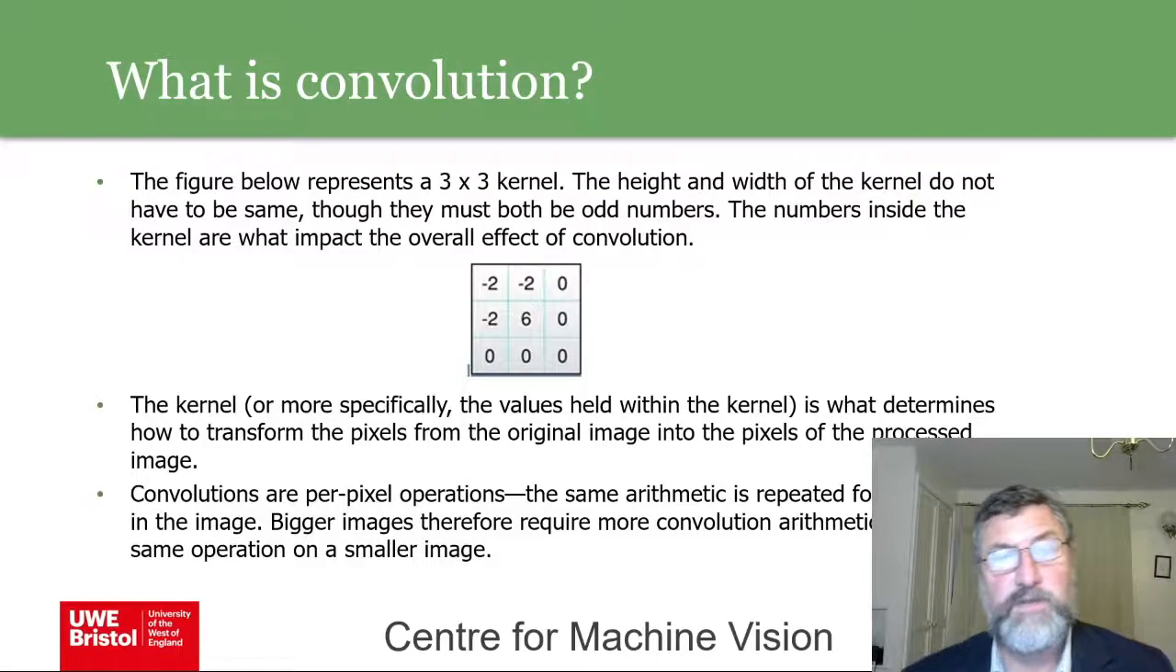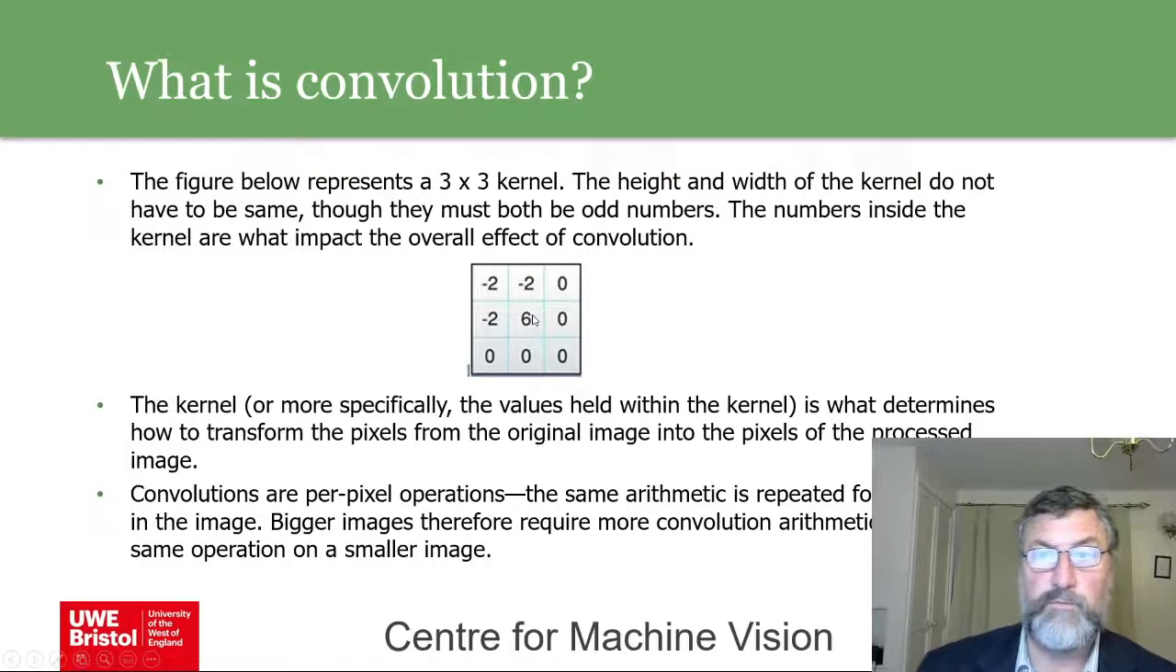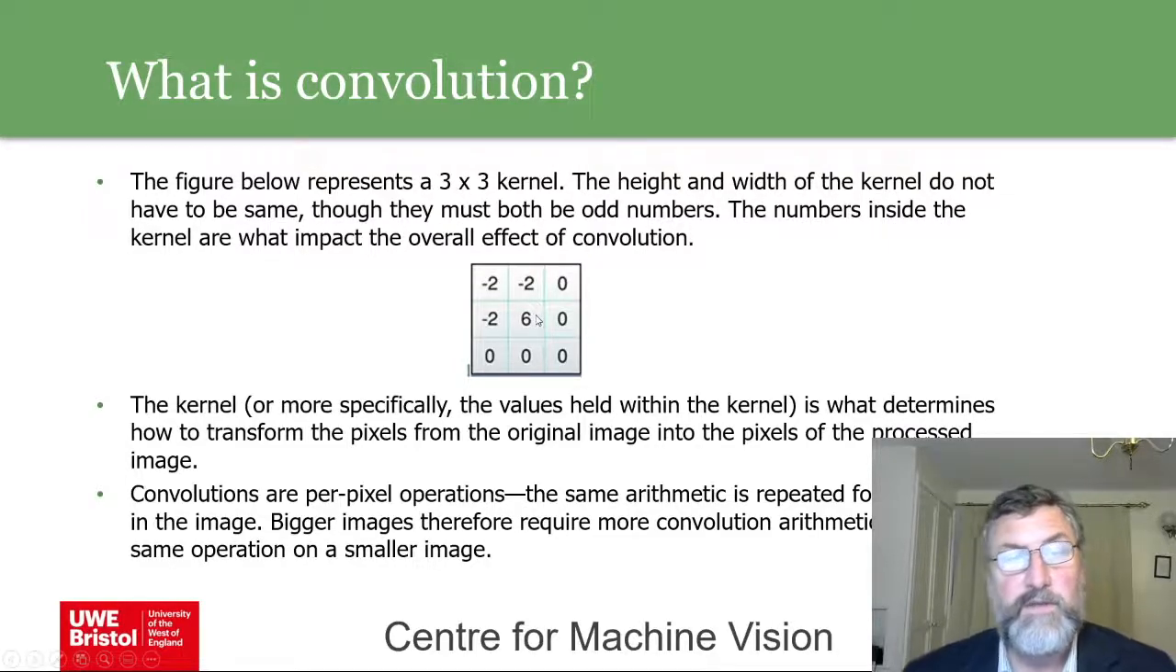So there we have, for example, a 3x3 kernel. The height and width of the kernel don't have to be the same, but they've got to be odd. The reason for that is you need to have a central pixel, or central value, if you like. Numbers inside the kernel are what impact the overall effect of the convolution. So depending on what these values are, it determines what effect this convolution is going to have on the image. The kernel, or more specifically, the values held within the kernel, is what determines how to transform the pixels of the original image into the pixels of the processed image.